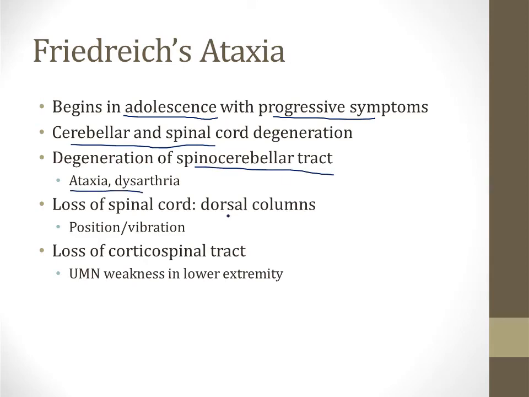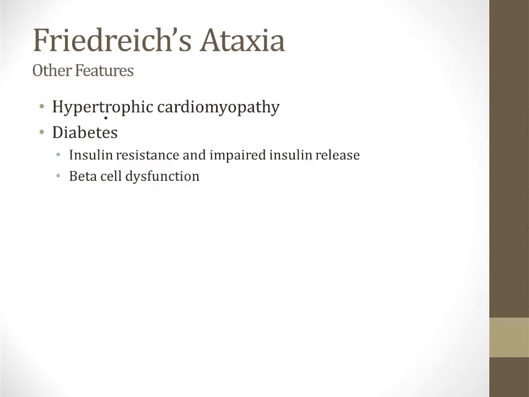There's also loss of the dorsal columns of the spinal cord. This leads to problems with position and vibration sensation. In addition, there's loss of the corticospinal tract, so you can see upper motor neuron weakness in the lower extremity in patients with Friedreich's ataxia. The neurologic symptoms are usually the dominant clinical features. However, there are other features related to the other organ systems where the frataxin gene is important.